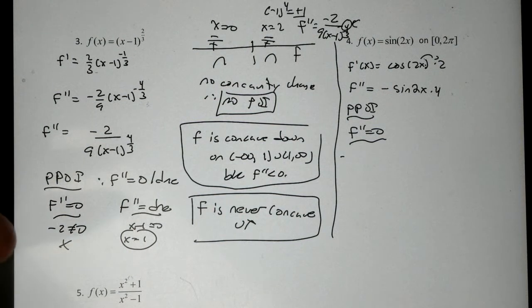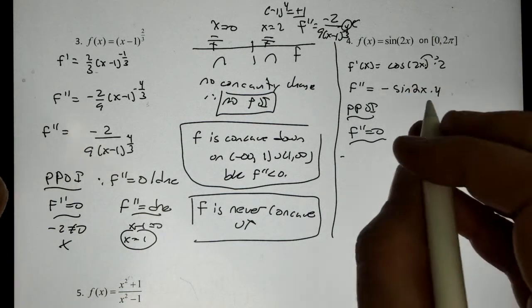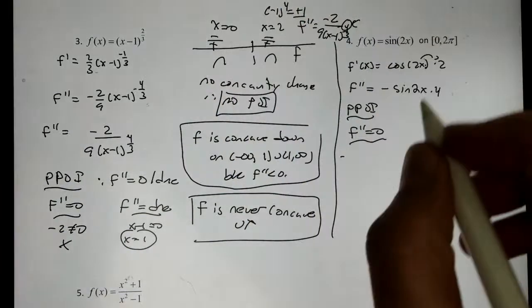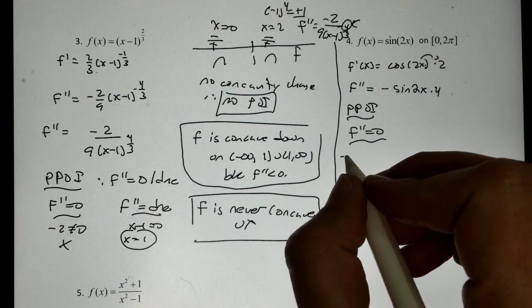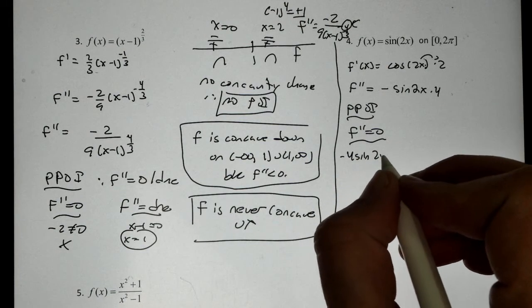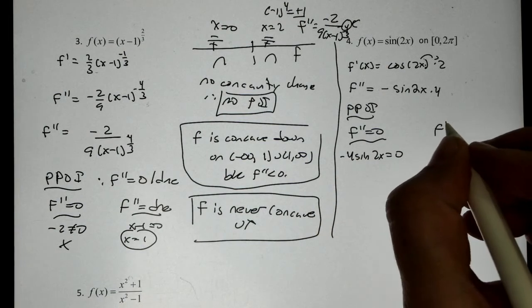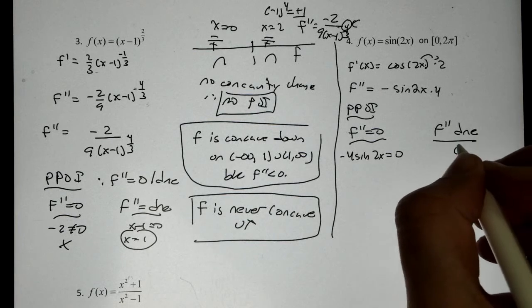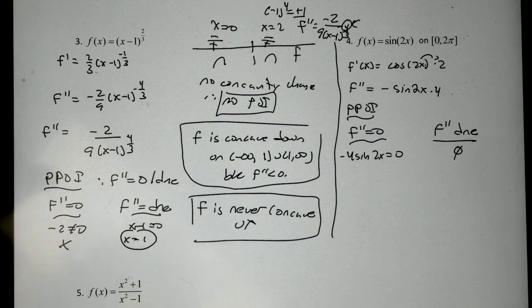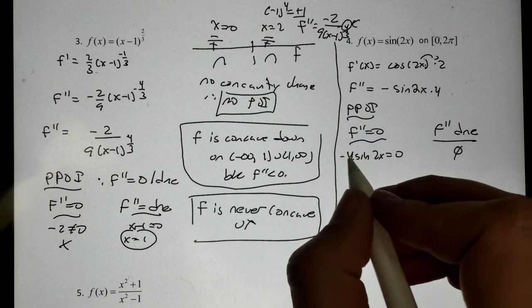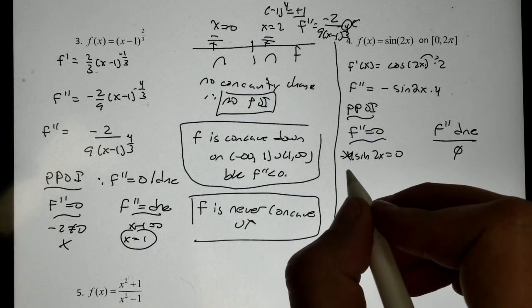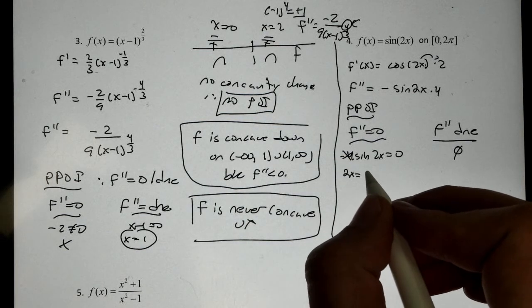So we're going to try to find our possible points of inflection here. Finding out where the second derivative is 0, I get negative 4 sine 2x equal to 0. Where does it not exist? Sine exists everywhere, so we don't worry about that one. Solving it, I don't worry about the negative 4. It just goes away. Where is sine equal to 0?